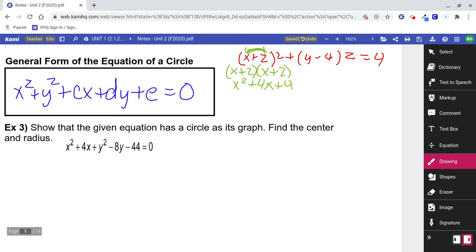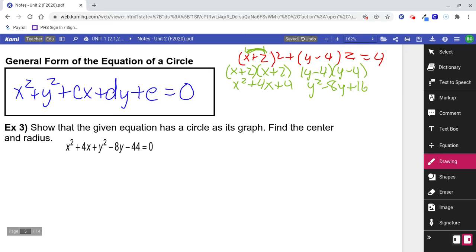But likewise, you do the same thing over here with y minus 4. You would expand that. Okay, and again, FOIL that out. I'm going to skip a step here. But if you distributed, you get y squared minus 8y plus 16.